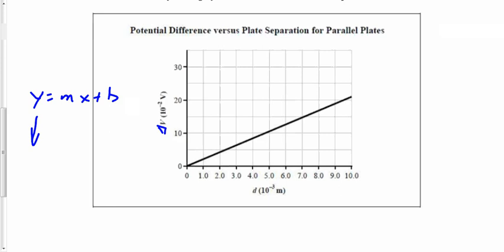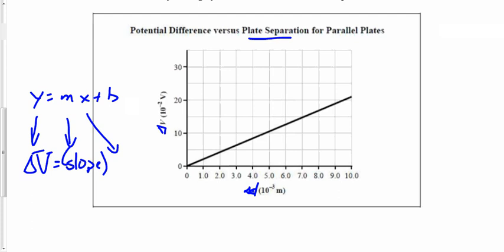All right, so what's my y-axis? Delta V. What's m stand for? Not for this graph, but we've done this for other graphs. Slope. What's x? That would be the distance between the plates. Plate separation, they now call that delta D, not just D. What's the y-intercept there? Pretty close to 0 if it's not 0, right? So delta V is equal to the slope times delta D.